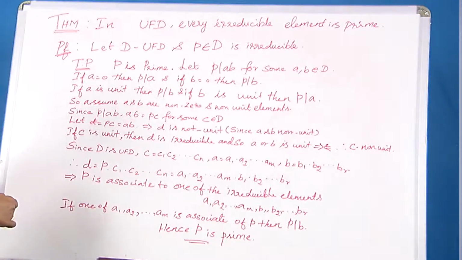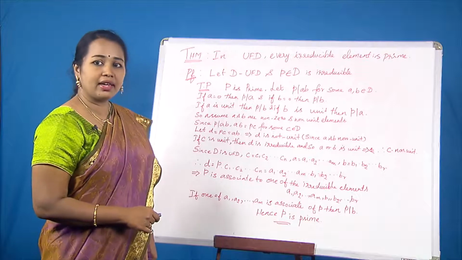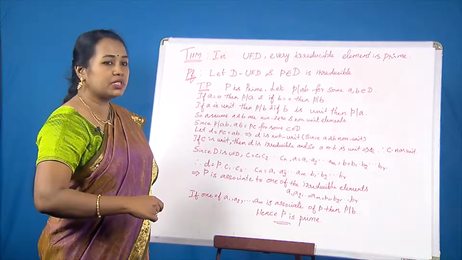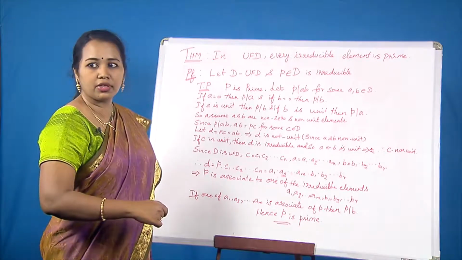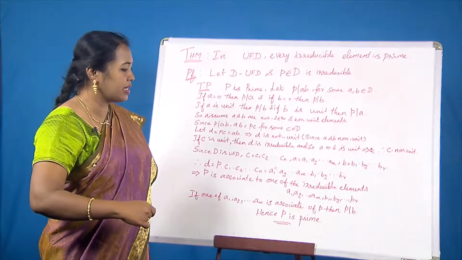Therefore, let us come here, D is equal to PC, which is equal to AB. I am substituting all these irreducible factors in this equation. Therefore, D is equal to P into C1, C2, so on up to Cn, and instead of AB, I am substituting these values here, A1, A2, so on up to Am, and B1, B2, so on up to Br. We know that by the second property of the unique factorization domain, when they are represented as products of irreducibles, they are associates of each other, and therefore, this P should also be an associate of some other element here.